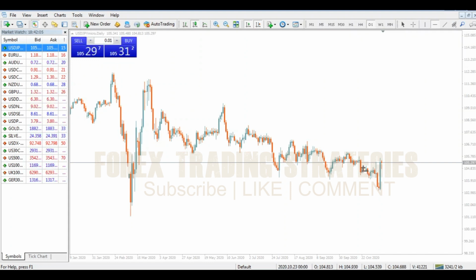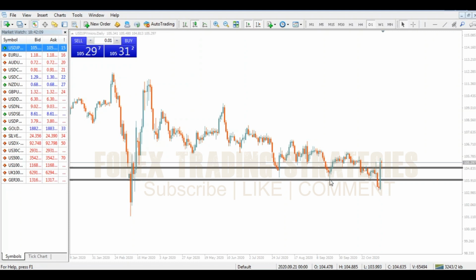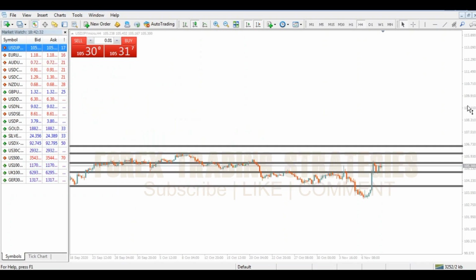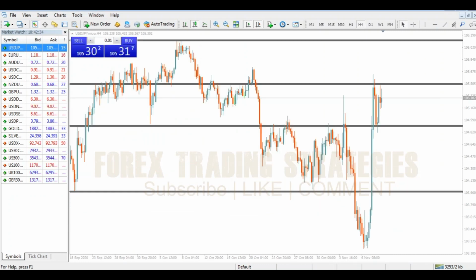Let's have a line there. I'm just throwing lines there. Another line there. Another line there. Another line there. There seems to be a reaction there. Let's quickly drop down to the 4 hourly.